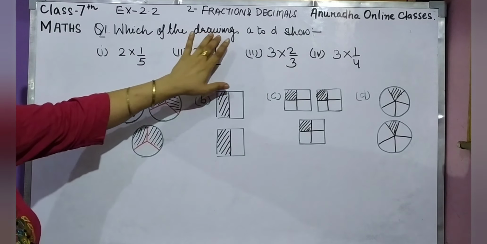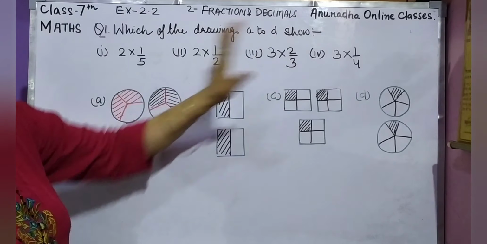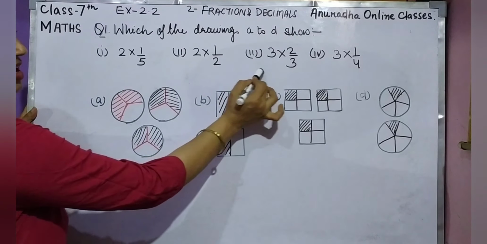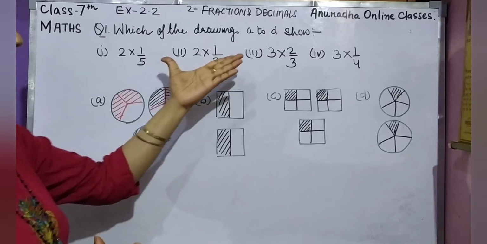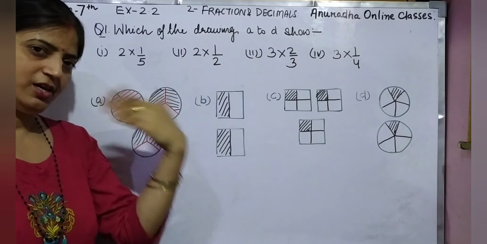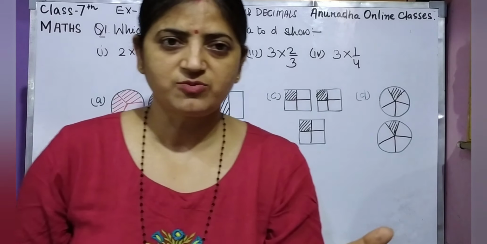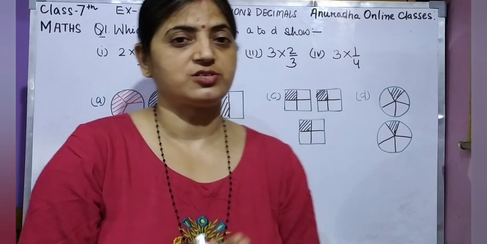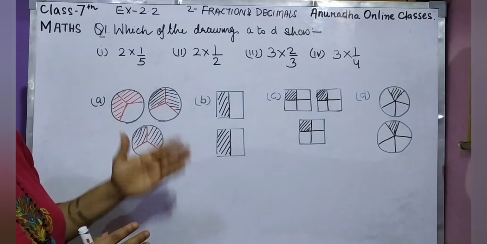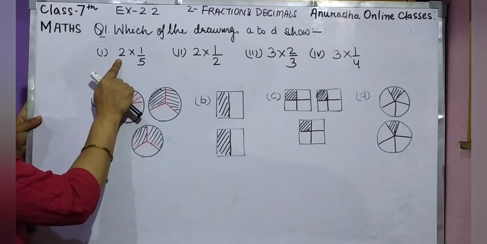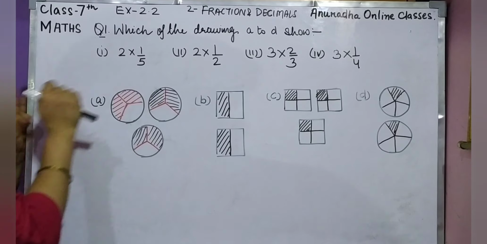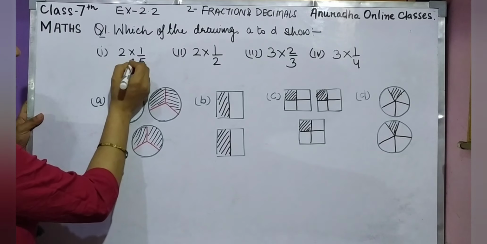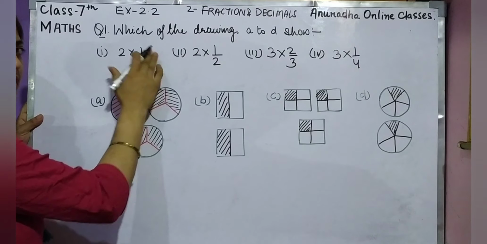Which of the drawing A to D show means A, B, C, D. 4 multiplication of fraction is given. In the previous video, we have read about multiplication of what? Fractions. उसी के ऊपर based ये questions है. अब आप देखेंगे first is what? Whole number से fraction multiply हुआ. Now what is written? See, 2 into 1 by 5. मतलब 1 by 5 2 times होगा.